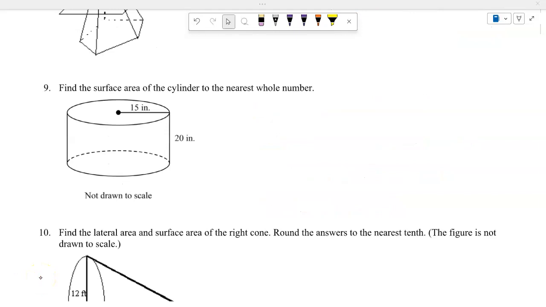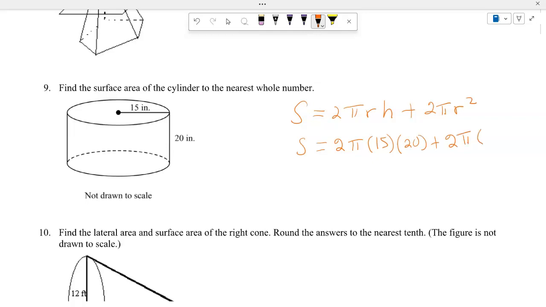Number 9, find the surface area of the cylinder to the nearest whole number. So now you're going to have to actually multiply times pi. The formula is S, which is total surface area, 2 times pi times r times h plus 2 times pi times r squared. Now I know the radius is 15 and the height is 20, so S is equal to 2 times pi times 15 times 20, plus 2 times pi times 15 squared.